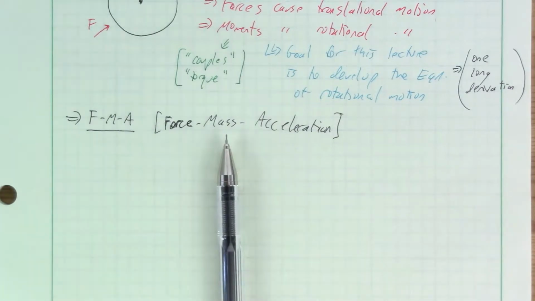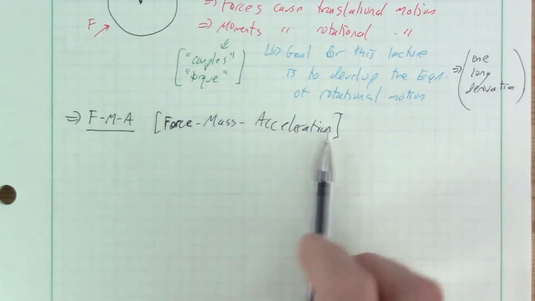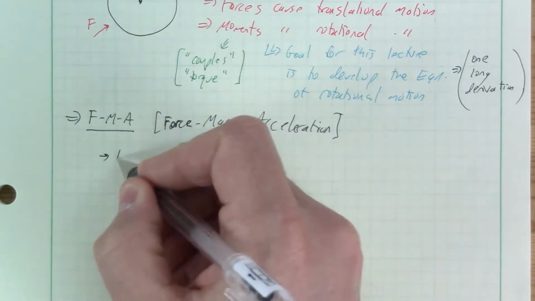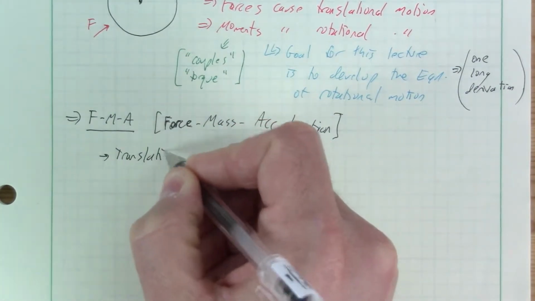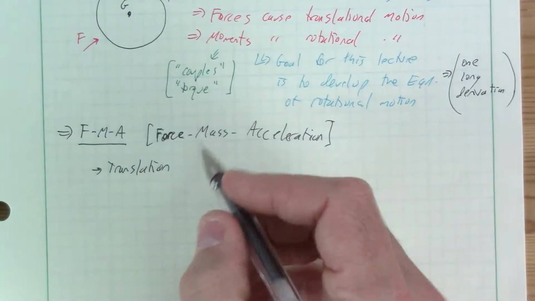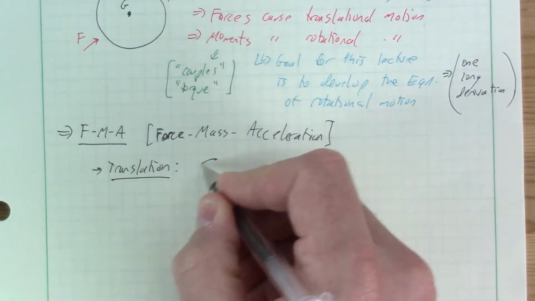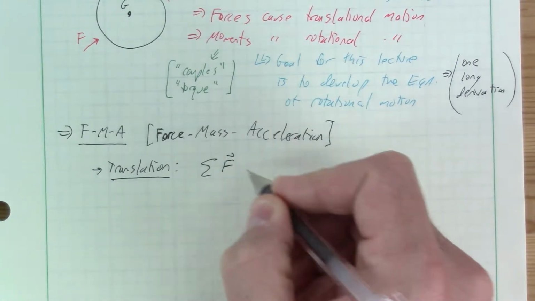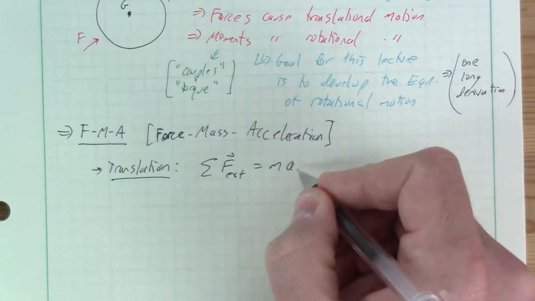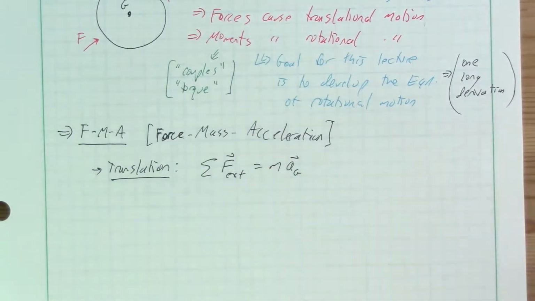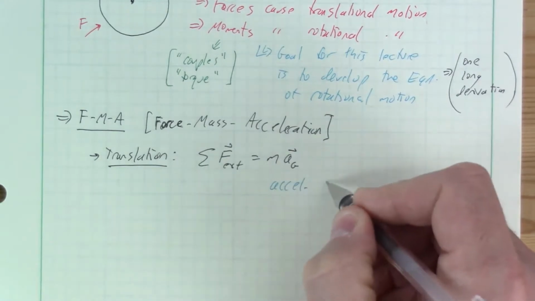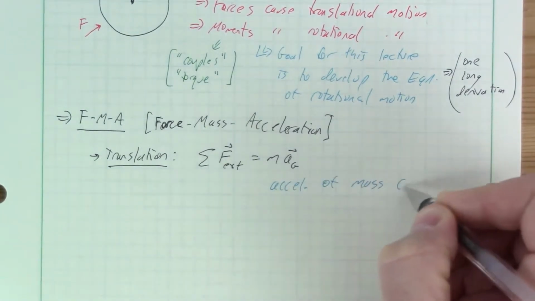What we're trying to get to is this relationship between force, mass, and acceleration, but for the rotational version, because I think we got it for translation. So let's remind ourselves of translation, and we'll talk about Newton's second law here. Our equation of translational motion is the sum of the external forces equals the mass of the object times the acceleration of its mass center. Acceleration of the center of mass.